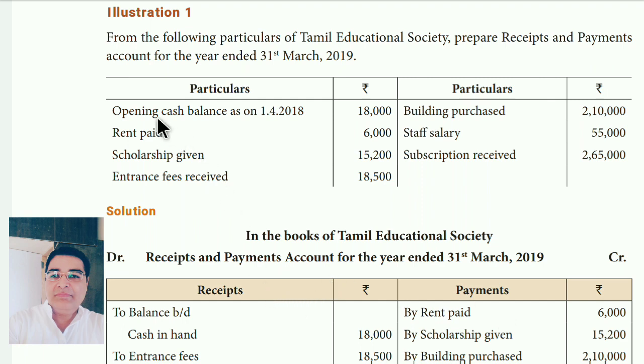Now see the first line, opening cash balance as on 1/4/2019. So you have to write, To balance brought down, cash in hand 18,000 rupees. Understand? Next one, rent paid. Rent paid means what? Money goes out. So payment. So, By rent paid rupees 6,000.